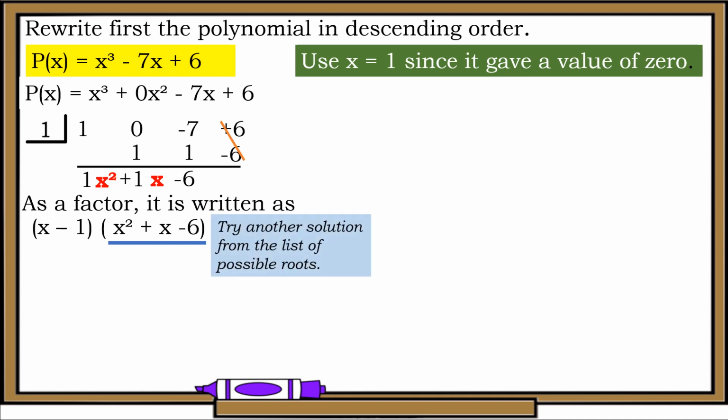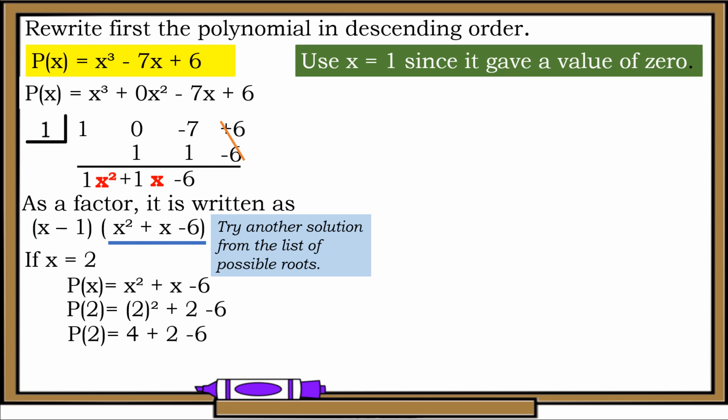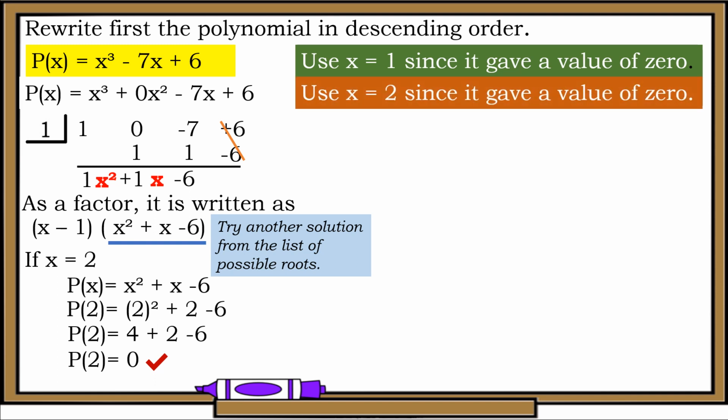So, let us try another solution from the list of possible roots. Let us try x is equals to 2. So, we have P of x is equals to x squared plus x minus 6. Substitute the value of x by 2. P of 2 is equals to 2 squared plus 2 minus 6. 2 squared is 4, plus 2 minus 6, we got 0. So, therefore, x is equals to 2 is a solution.